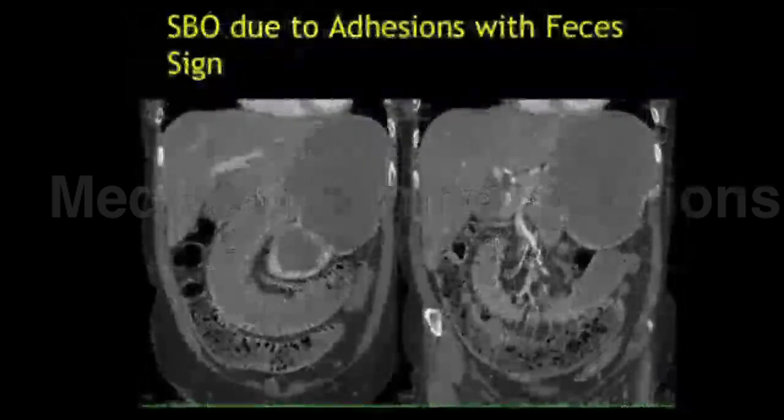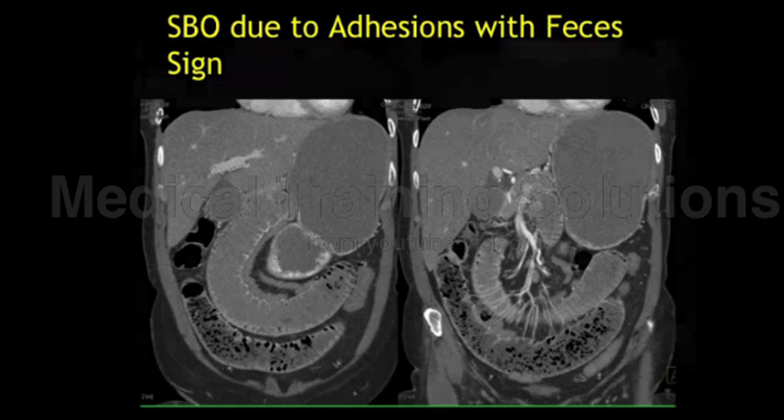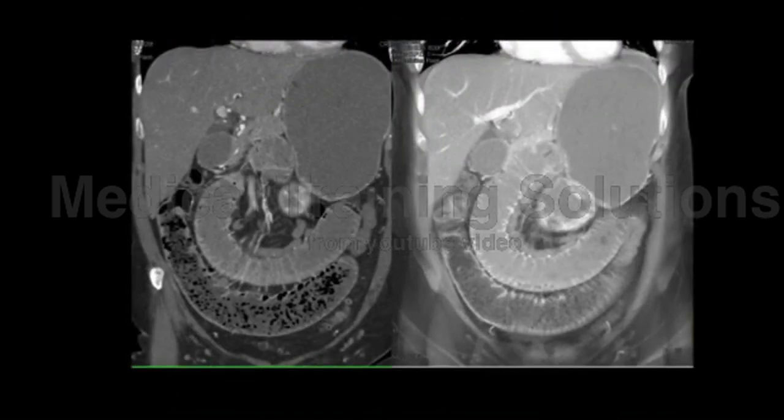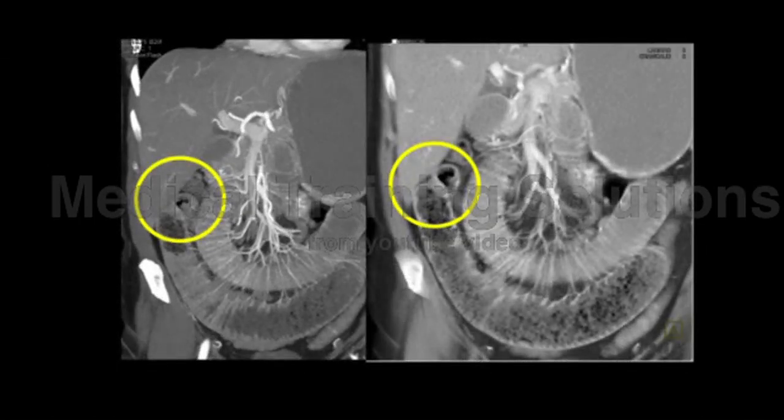Another example. Here's markedly dilated bowel, and look at that beautiful feces sign that we can see. And so we'll follow the bowel downward. The feces sign leads you to where the obstruction is. So now we're looking toward the right lower quadrant, and we keep looking, and look at the transition. I'll circle it for you.